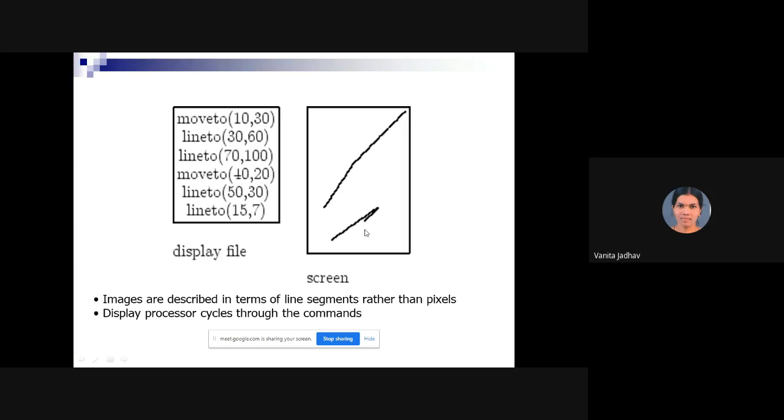पहिली कमांड काय असणार आहे? मूव टू. आणि त्याच्यापासून तुम्ही लाईन 2 करणार आहे. परत लाईन 2, परत लाईन 2 आणि परत लाईन 2. Is it right? So total 5 commands you require. Are you getting my point? So if you want to draw the triangle, how many commands will be there? 5. Triangle.